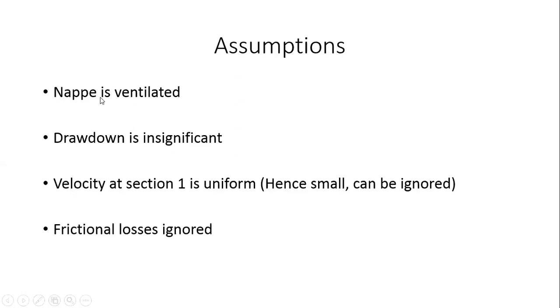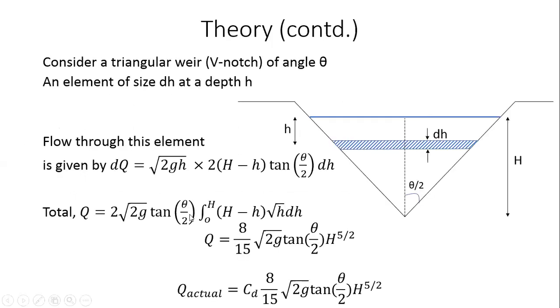Okay, so let's quickly go over the assumptions that went into this derivation. Number one, the nappe is ventilated, right? This was very important. This was what allowed us to assume that the pressure at cross section 2 was atmospheric pressure. Then we assumed that the drawdown is insignificant. How did we assume this? I did not mention this anywhere earlier. We assumed this because we integrated from 0 to capital H, right?